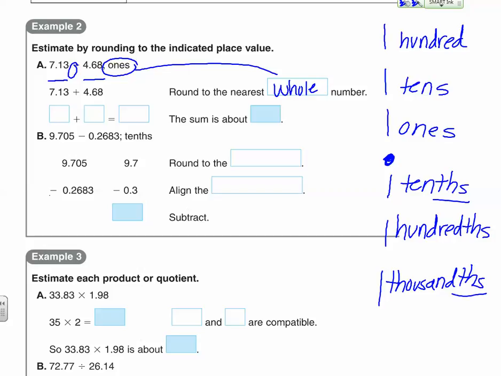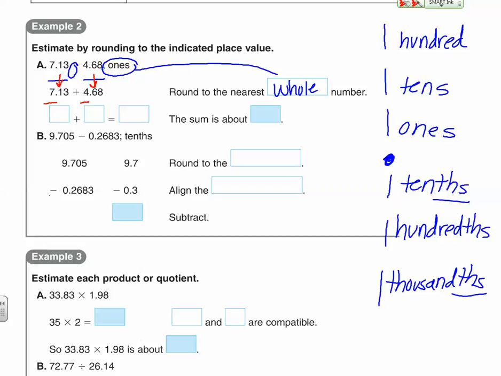So when we do this, just a reminder to you, if we're rounding to the ones place, let's go ahead and underline the digits that are in the ones place value. So for A, 7 is in the ones place value, and 4 is in the ones place value. And I want you to take a look to the right of that place value, because that number is the boss. That is the number that tells the previous number what to do.